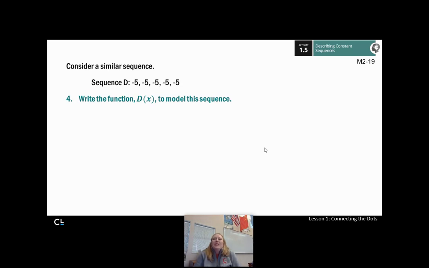Here, I've got a similar sequence for you. Now that you've seen the sequence from earlier and how we wrote our function, I would like you to write the function d of x to model this sequence. Go ahead and hit pause to write it down. Hit play when you're ready to check your work.